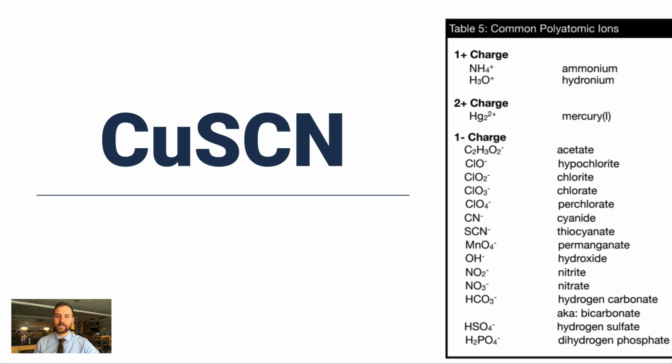CuSCN. Well, SCN is the polyatomic ion here. That's thiocyanate. But be careful. This is copper. And now, if you remember from our last video, there are some multivalent metals.